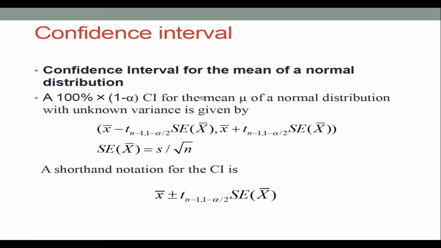Then the confidence interval for the mean of a normal distribution is constructed like this. The only difference from the large sample size one is that you replace the critical value from the normal distribution with the one from the t distribution. All the others are the same. Is that okay?